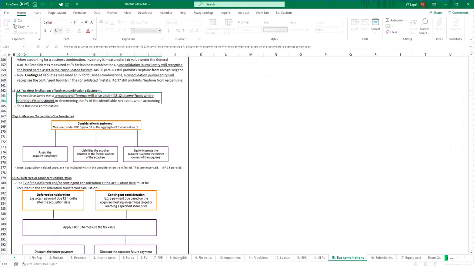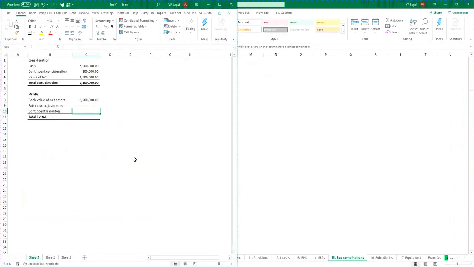Okay, so the figure that we're going to put in our calculation is actually the $1 million. This is probably the only tricky part of the question. The $1 million less the tax rate. So the tax rate was 25% per the question. So I'm just going to times it by 75%. And there we go, the $750,000 right there.